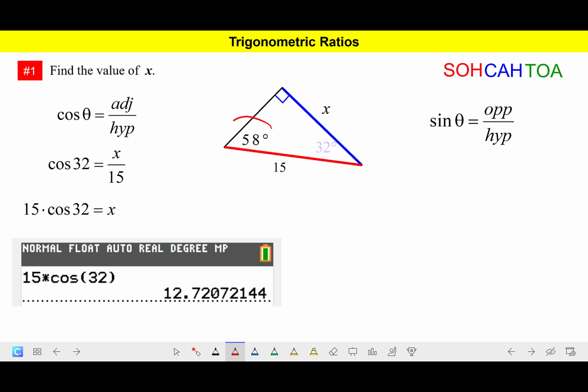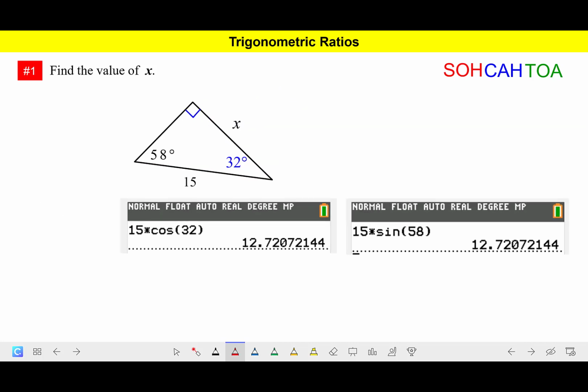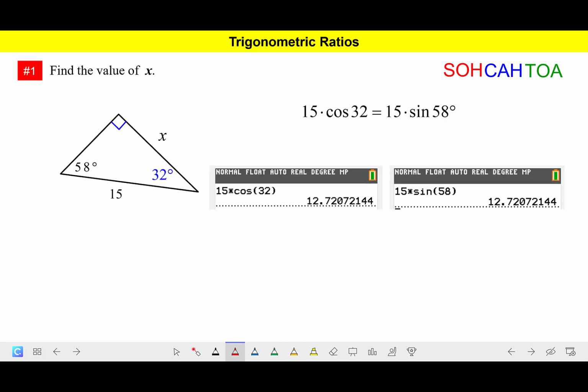So now if I instead consider this angle, which I can get pretty easily, I'll go ahead and use this. Sine is opposite over hypotenuse, which is x over 15. And again, that's our setup. You always want to do that. Now we put this in trigonometric form, and we go ahead and do this. And if you notice, they're the same, right?